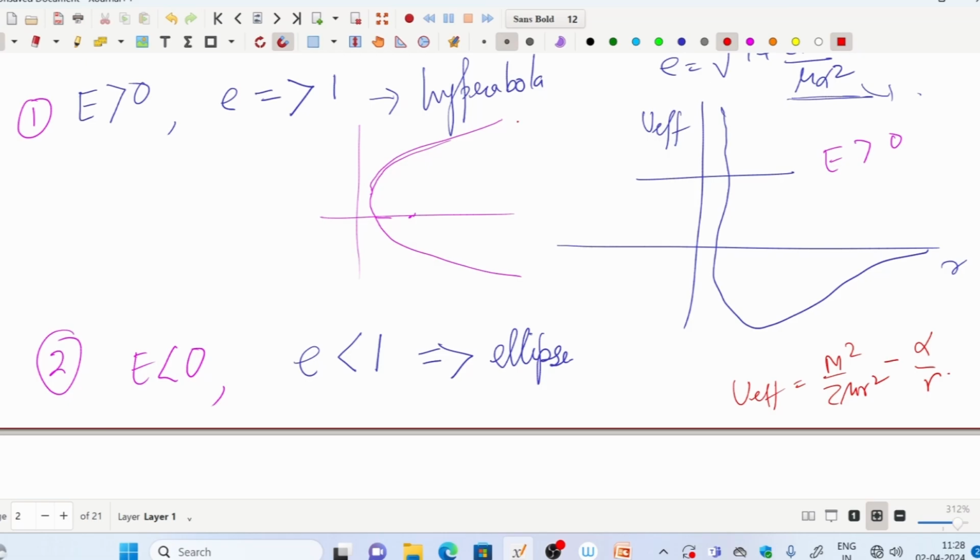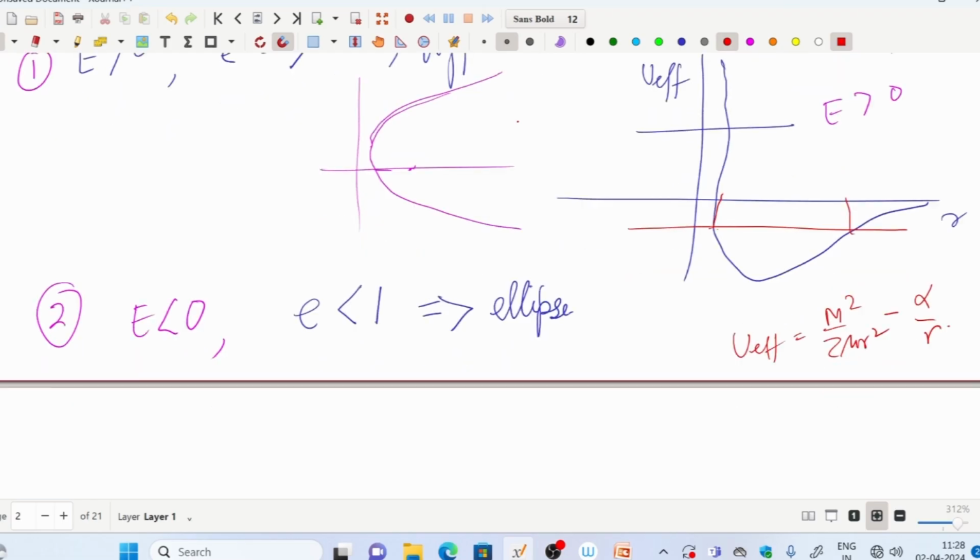So, now with E less than 0, you will have two turning points, because it will cut in two places. So, the particle will have bounded motion, but this is in general, and for Kepler's problem you will have an ellipse. So, that we can also find from our qualitative analysis, and the exact solution is matching.